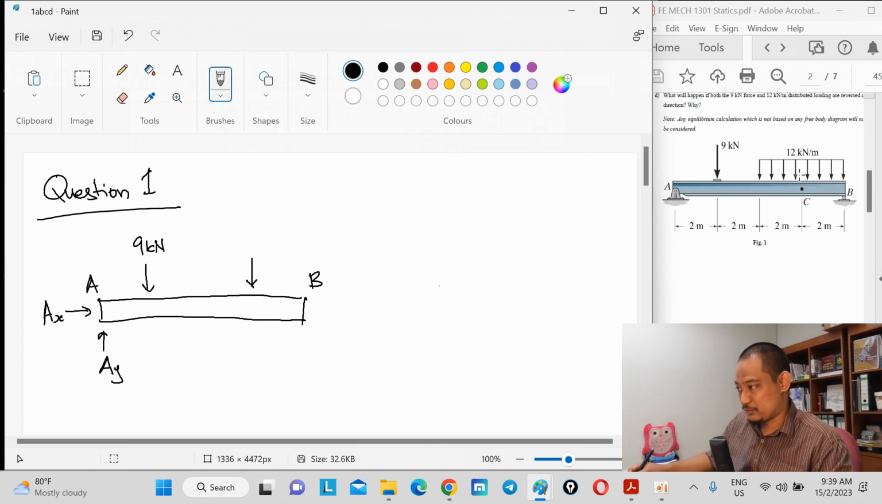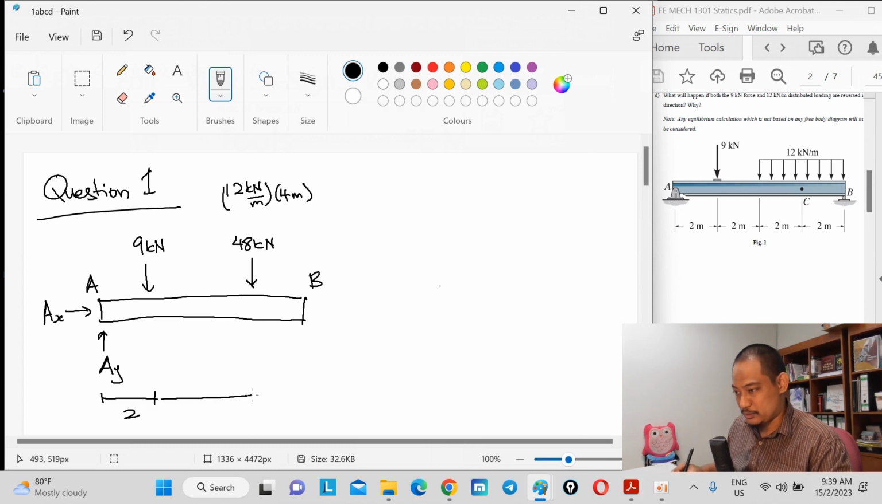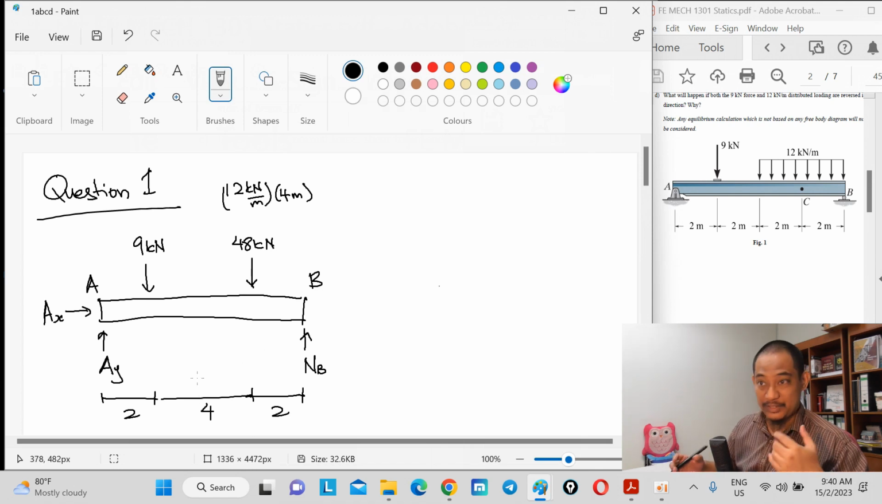And then in terms of value, it's just the area, right? So 12 kilonewton per meter times the distance of 4 meters, you'll get 48 kilonewton. In terms of distance, this is 2, and then this is another 2, and then this is 4. So that would be the free body diagram. Oh, sorry, the support reaction at B is not yet drawn, so you have the normal reaction at B. You have all the forces, the unknown support reactions, and the dimensions. That would be the complete free body diagram.